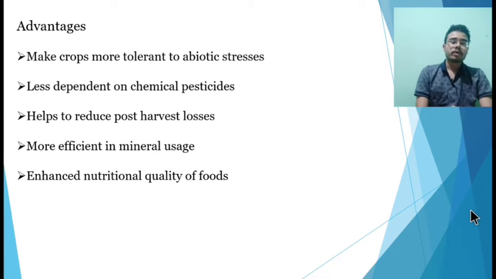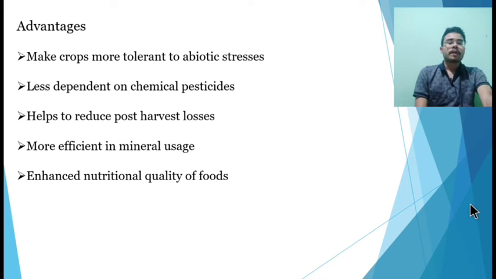And the most important point, enhanced nutritional quality of foods. Scientists have developed some vitamin A producing crops, that is, they introduced the gene for production of vitamin A into the crops, which then indigenously produce vitamin A inside the crops. So we don't have to take it from outside the crops in the form of tonics or syrups, etc. It is very helpful for us.